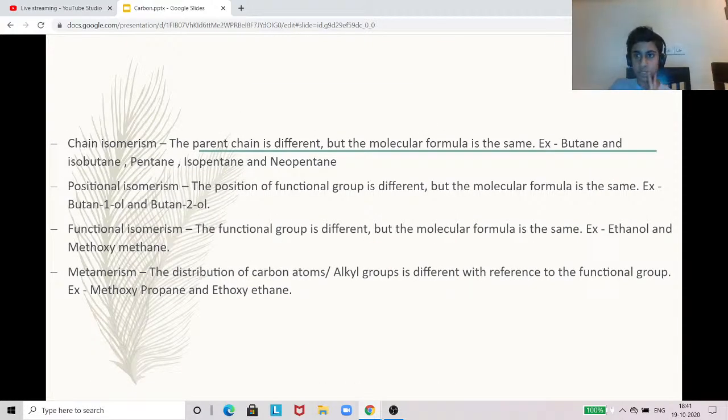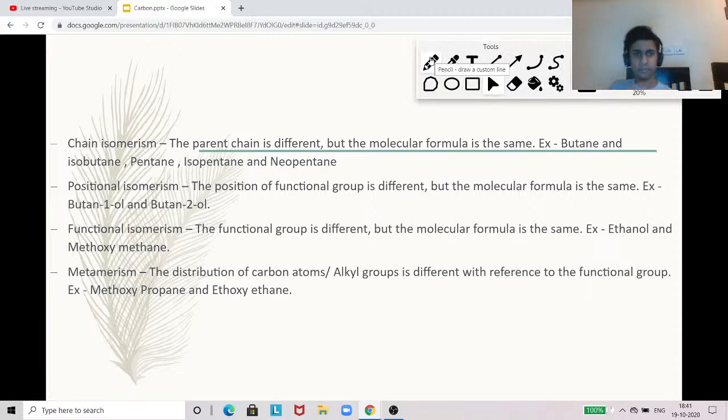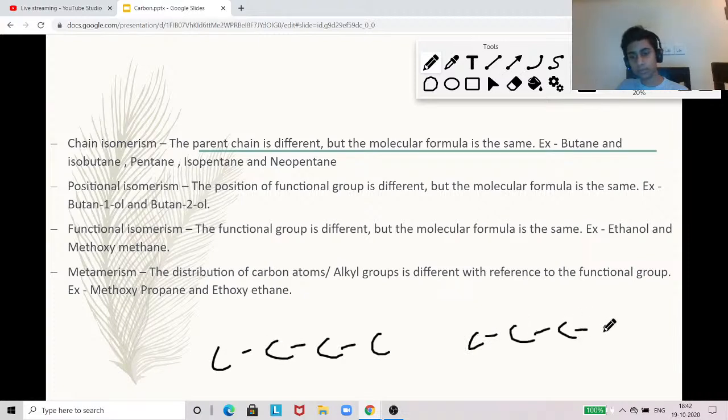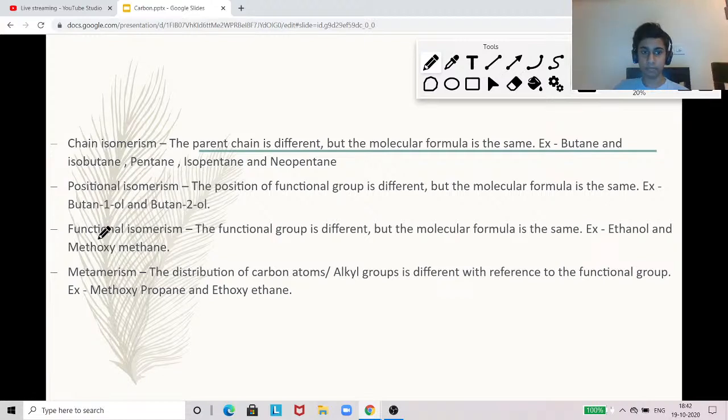Now let's look at position isomerism. Position isomerism is just that the position is different, as the name suggests. If we have butan-1-ol and butan-2-ol, butane is just 4 carbons, and the hydrogens are implied, so the OH can be here, or it can be here. And functional isomerism is when the functional group itself is different, but the molecular formula is the same.